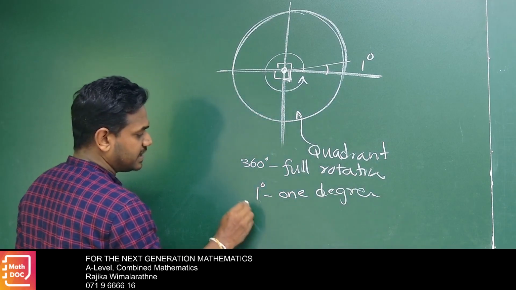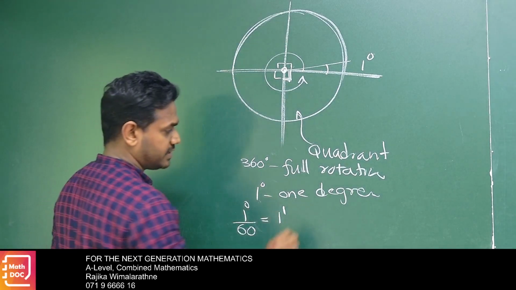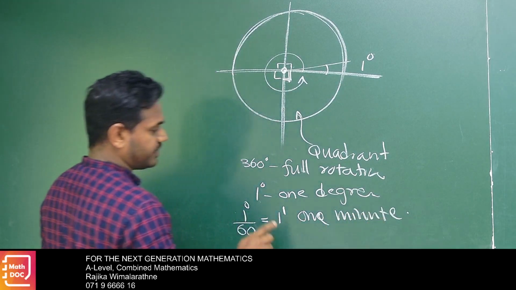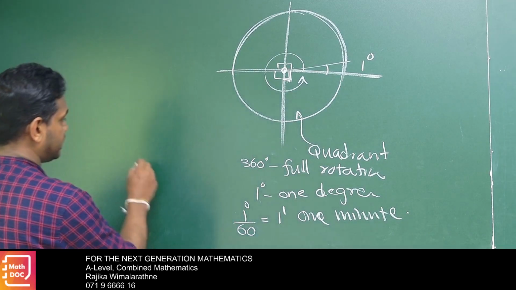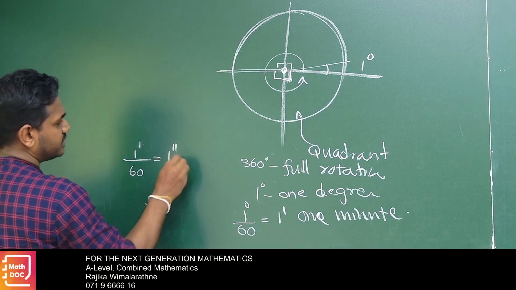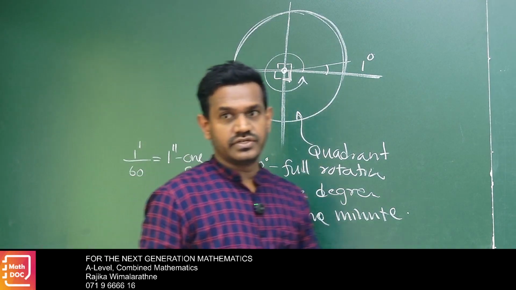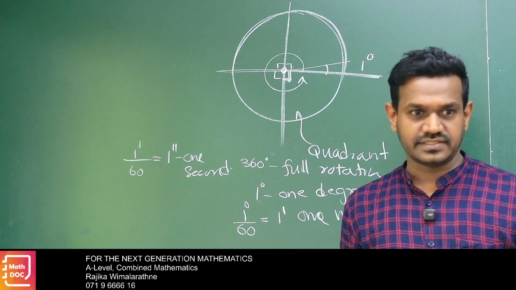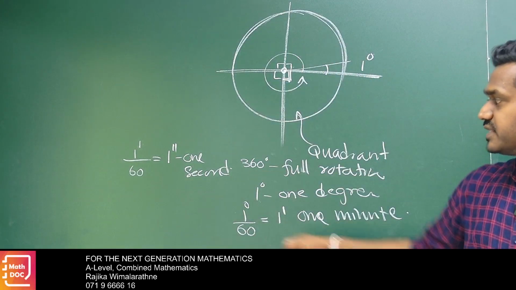When we divide this 1 degree into 60 equal parts, we get 1 minute. Then when we divide that 1 minute into another 60 equal parts, we get 1 second. That is what we call sexagesimal measurement. Usually this measurement is used for practical purposes, not for calculations. Sketch and write everything.